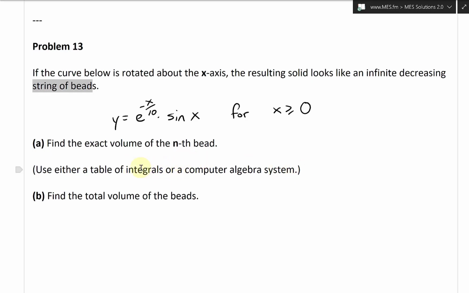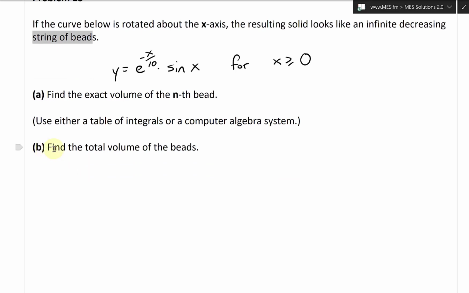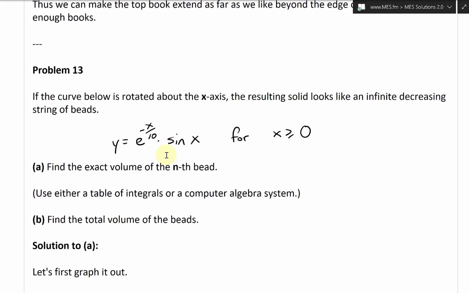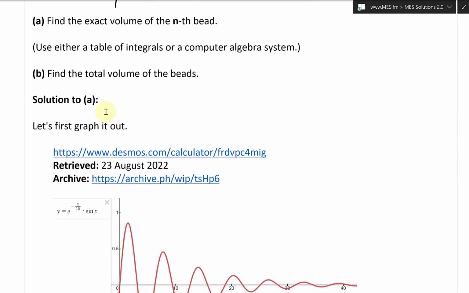This calculus book is a bit old. They could just use an online calculator instead, because there are a lot of powerful ones out there. Part B says, find the total volume of the beads. Alright, so let's jump right into the solution.